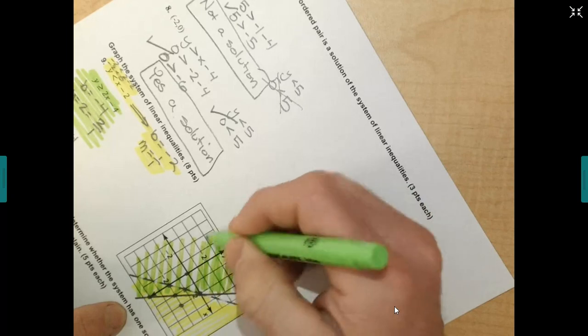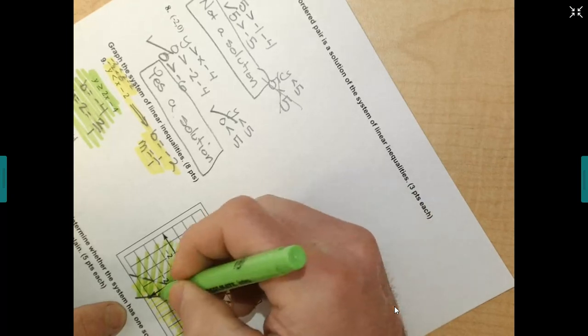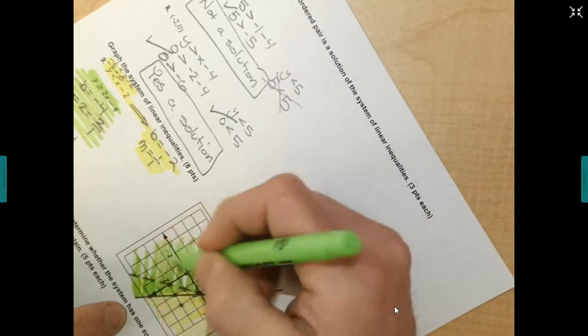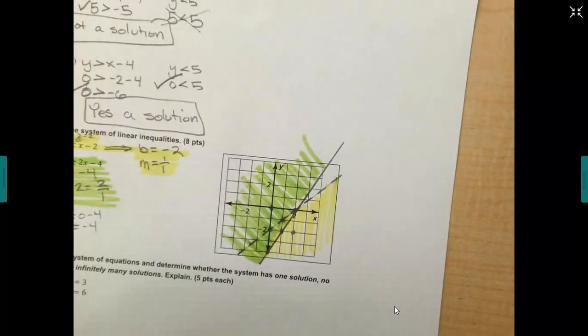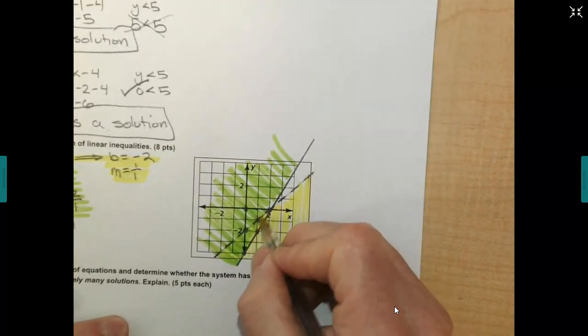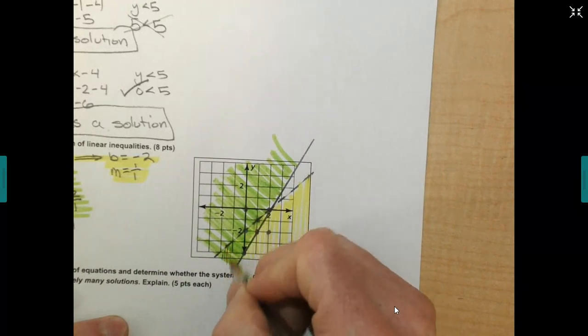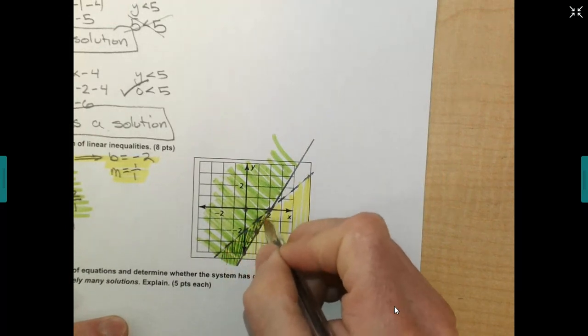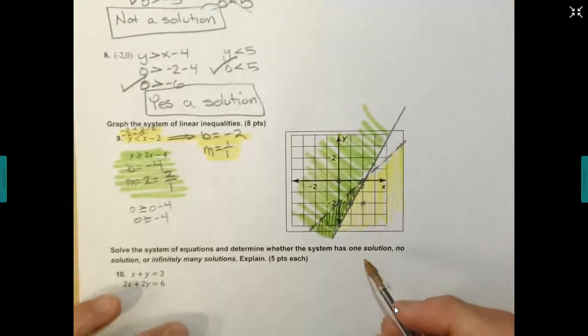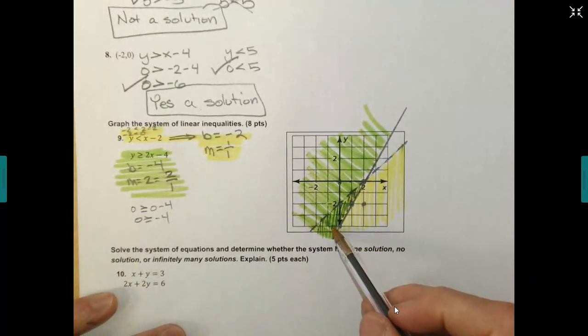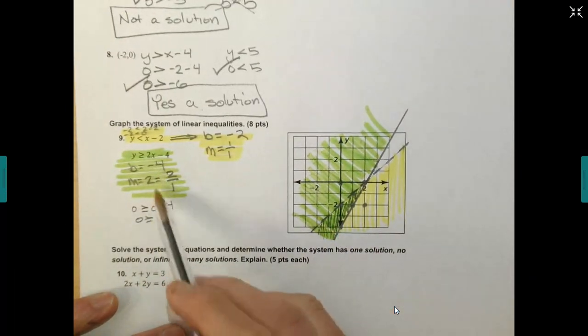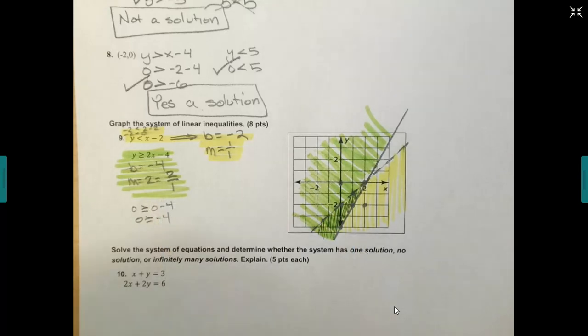And what it asks is, what is our solution set? Well, that is right here. It's where it solves it for both of them. So hopefully I was in the video for that. I didn't look at the computer. Okay.